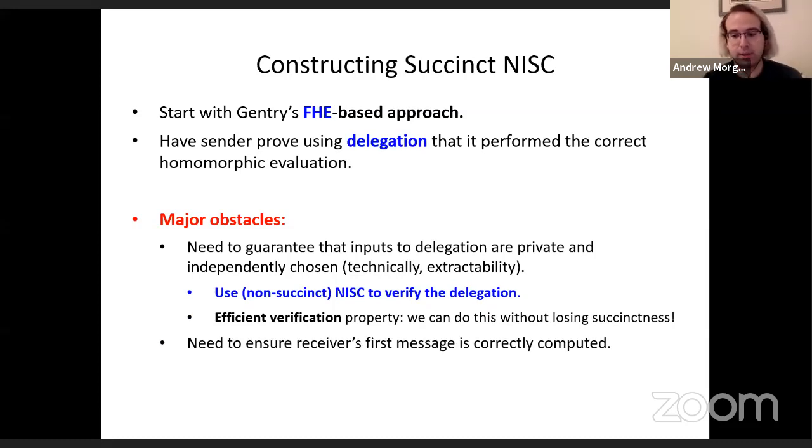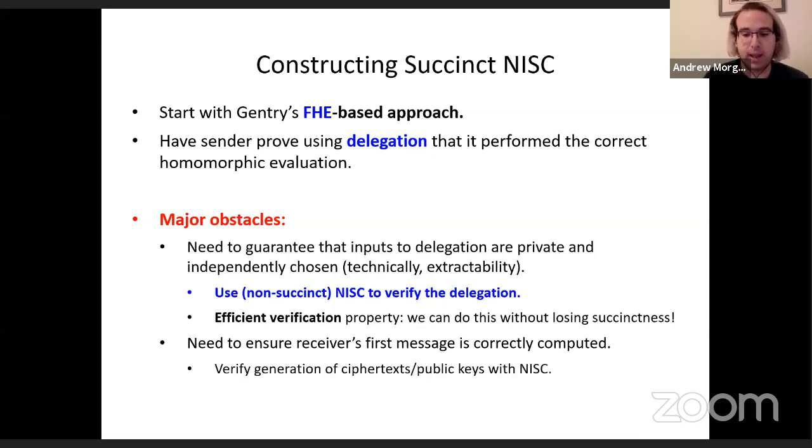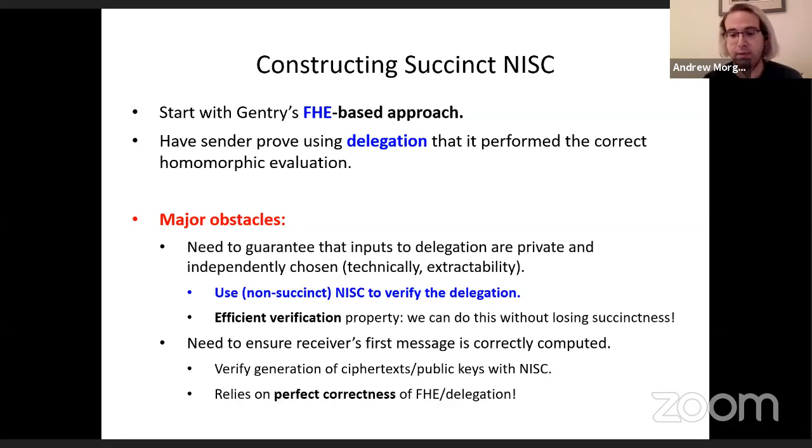Aside from the sender, we'll also need to make sure that the receiver generated its first round message correctly. And we can once again use the inner non-succinct NISC to succinctly do this by adding the public keys and ciphertext sent by the receiver as inputs and verifying them with respect to the randomness used. This step, interestingly, relies on perfectly correct FHE and delegation protocols to avoid the possibility of a malicious receiver using somehow adversarial randomness to generate a first message that would verify, but would also break the correctness of the protocol.